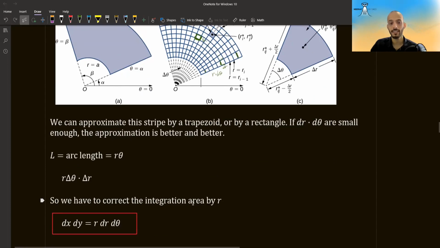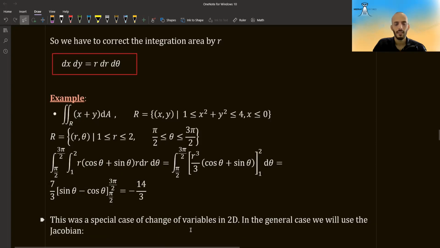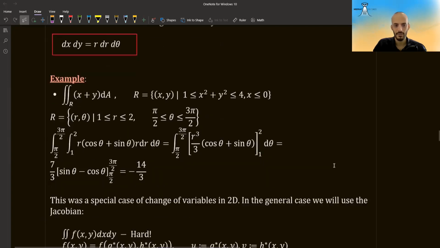We have to correct the integration area, so instead of dx dy, we will write r dr d theta. Now, to say that this is equal is not exactly correct. I will explain it later, but we just replace the dx dy by r dr d theta. Okay, so here you have an example, but you can pause the video and look at it. I will just move on.